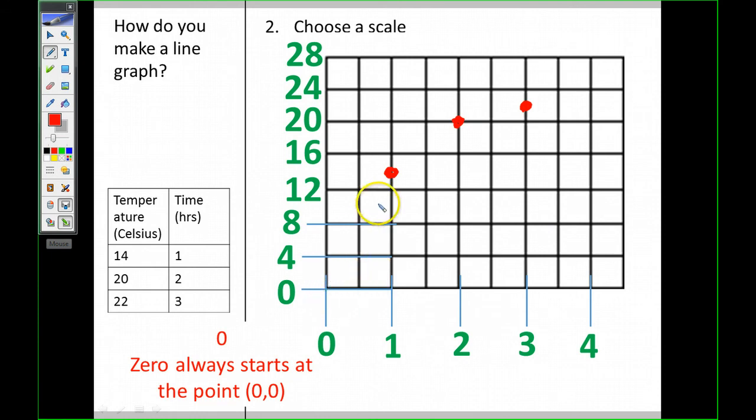So, and we will talk about this later. Is temperature something that's just going to be a straight line? No, it may go up and down. But we're going to do a lab at some point where it's going to be a straight line. And then we do what's called a line of best fit, but that's getting a little ahead of ourselves.